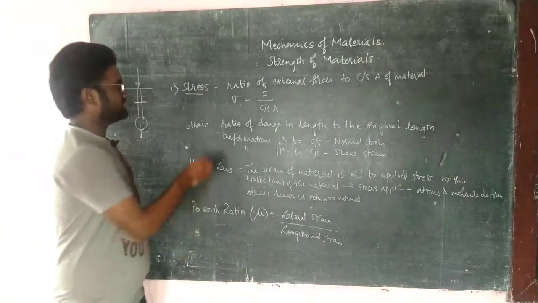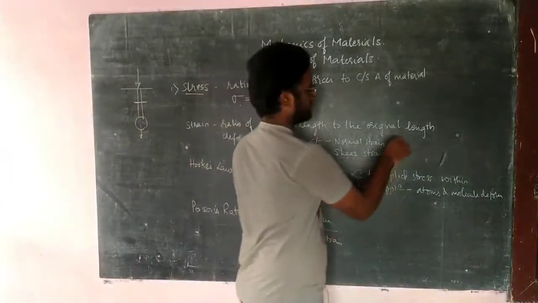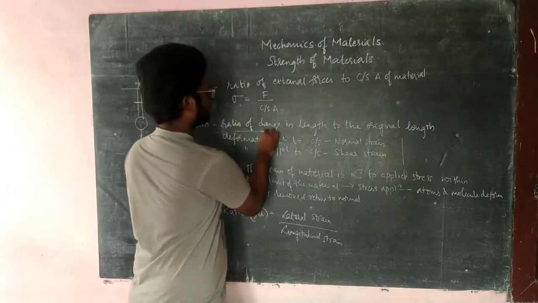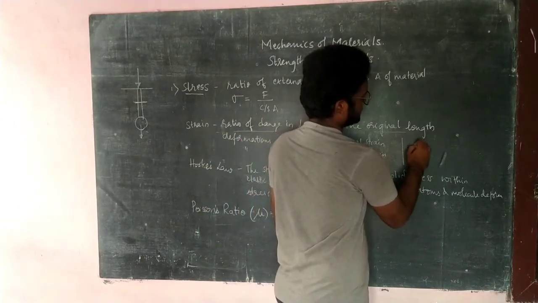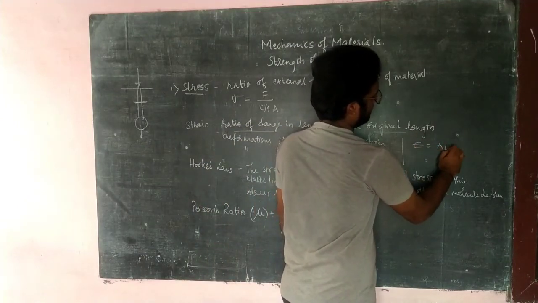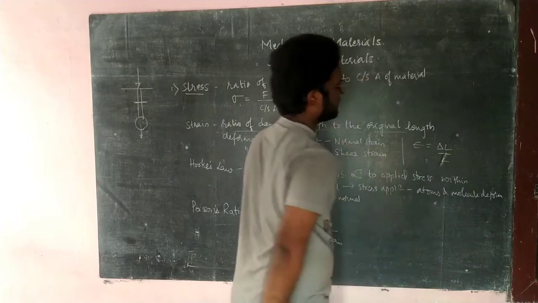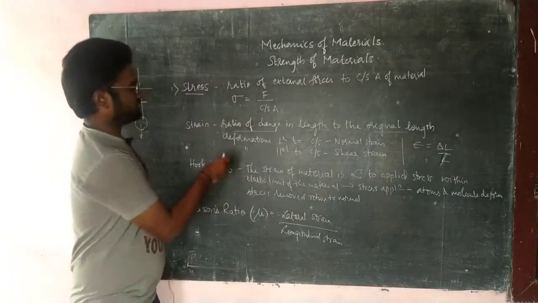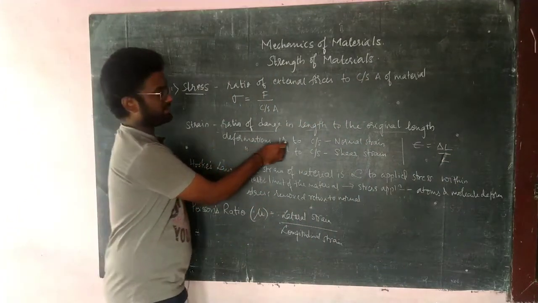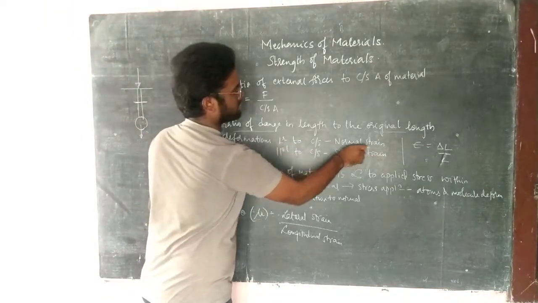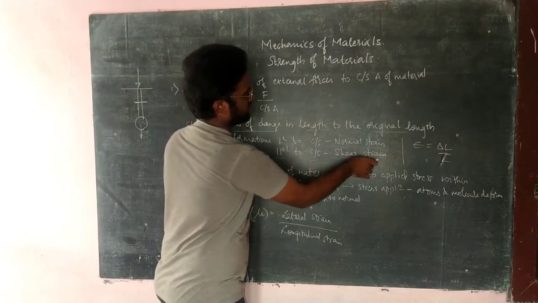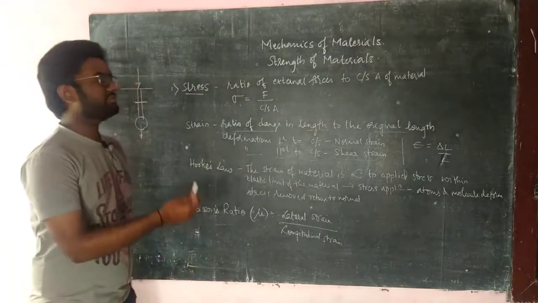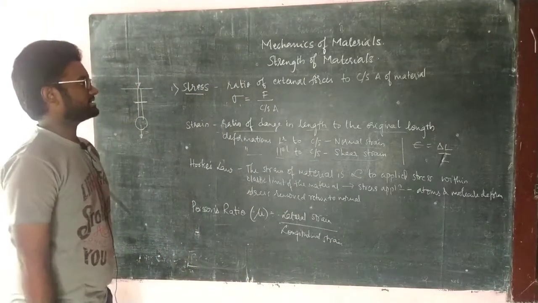And what is strain? Strain is nothing but the ratio of change in length to the original length. That means epsilon is equal to delta L upon L. In case of deformations, the deformation perpendicular to the cross section is called normal strain. The deformation parallel to the cross section is called shear strain. You have to remember the definitions of these particular strains.